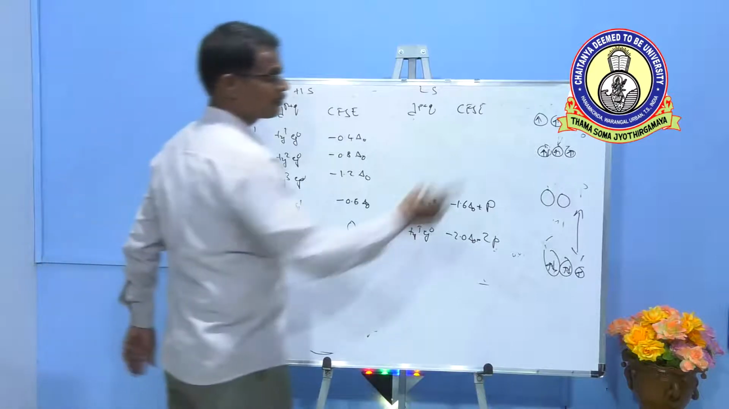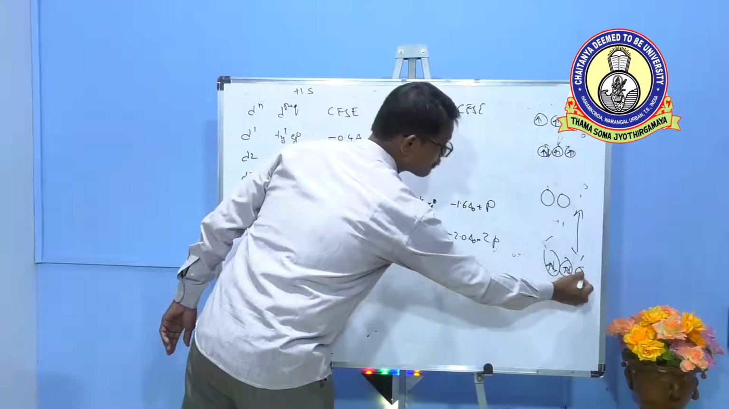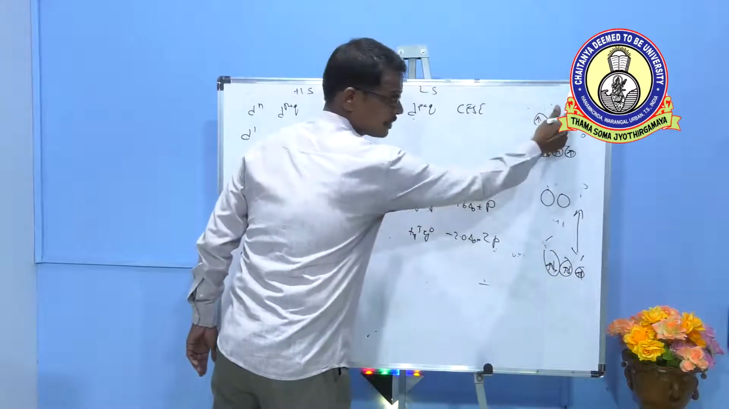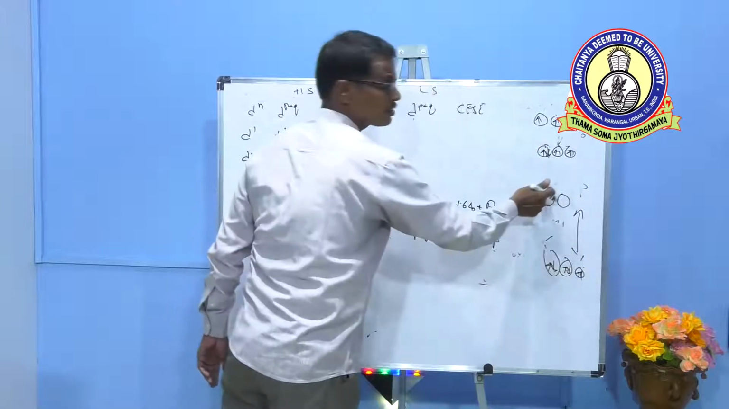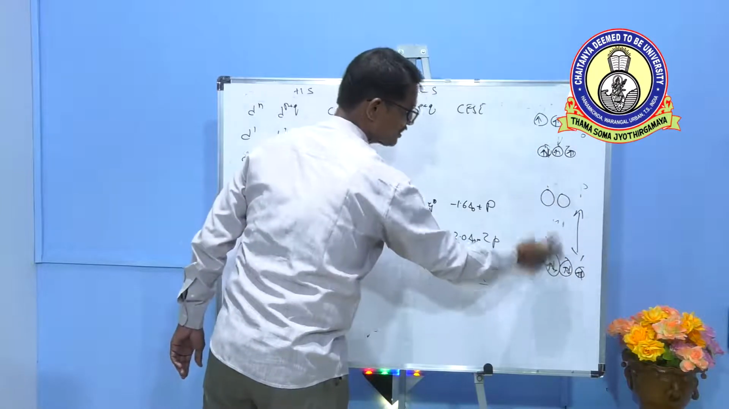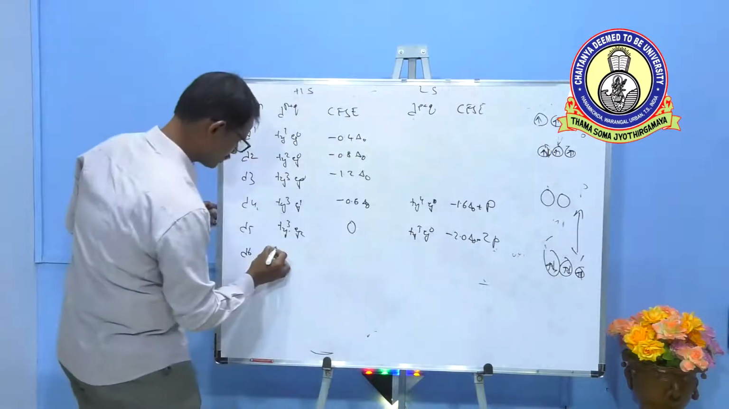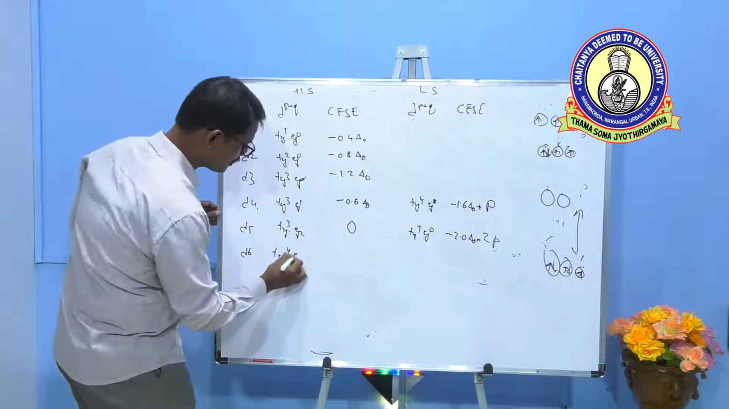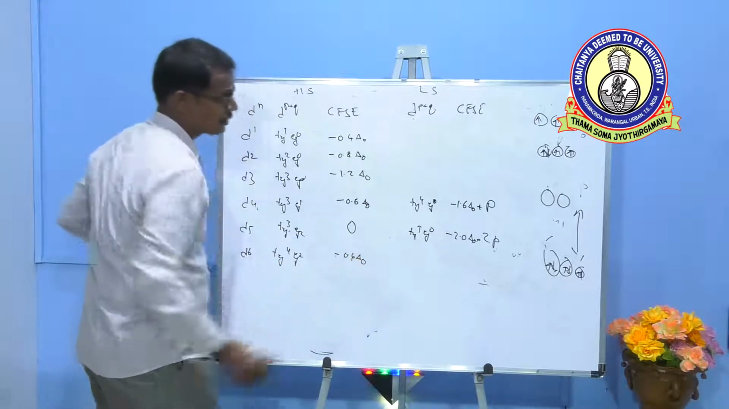D6. When the sixth electron comes, here it is paired. Once 1, 2, 3, 4, 5 are filled, the next goes to the lower energy orbital and pairing starts. Here all are paired, then the electron goes here. So low spin is t2g6 eg0, and high spin is t2g4 eg2, which gives minus 0.4 delta O.